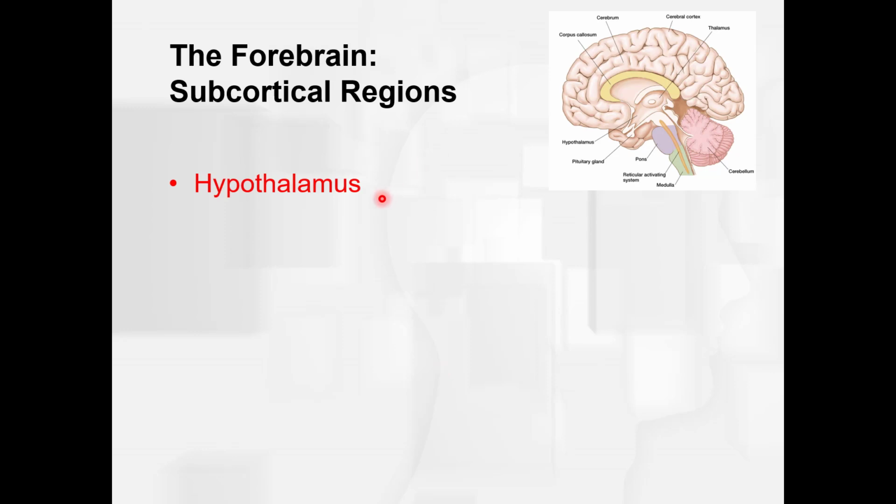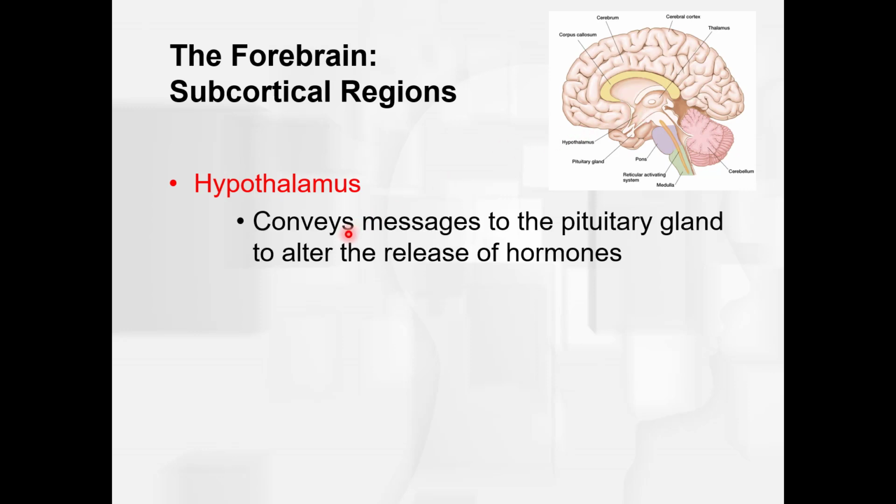The next area we're going to talk about is the hypothalamus. So the thalamus is here, and the hypothalamus sits right below it. Now we'll talk about the hypothalamus in several of the different behaviors that we talk about this semester. So the hypothalamus conveys messages to the pituitary gland to alter the release of hormones.